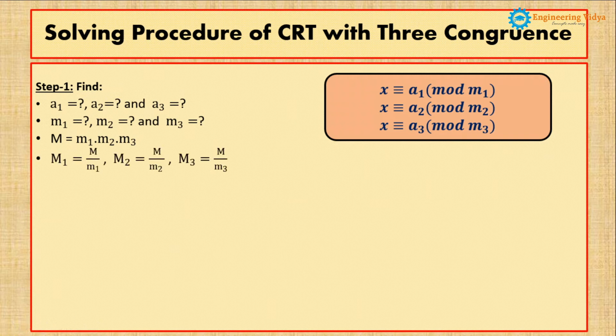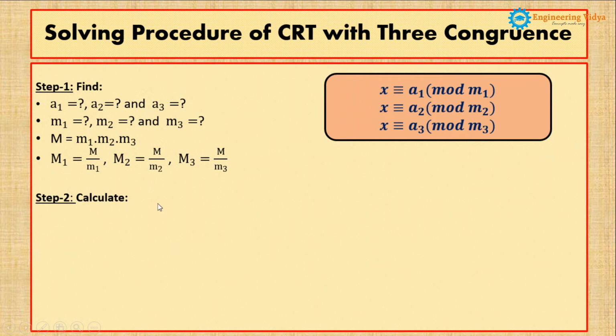So now after that we will find capital M1, capital M2 and capital M3. To calculate capital M1 we'll use the formula capital M upon small m1, where capital M has been already calculated and m1 will be obtained from here. A similar case can be applied for m2 and for m3 also. So at step number 1, what we have done is calculated a1, a2, a3, small m1, m2, m3, capital M and capital M1, capital M2 and capital M3.